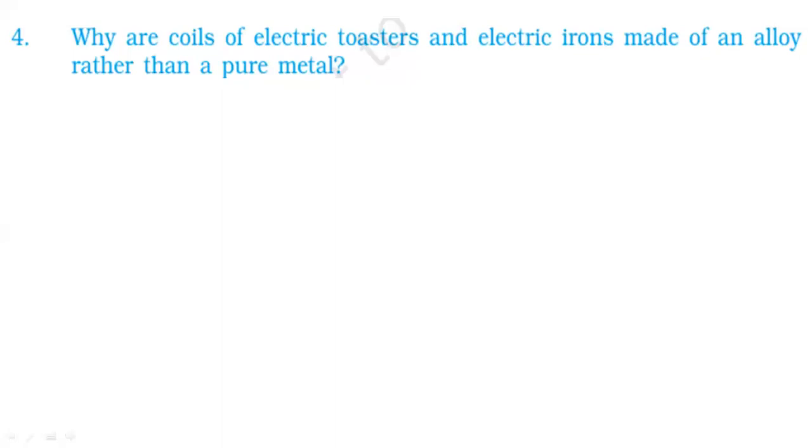And what about other students? Only two students were able to give the correct answer. Madhav, what you have given, its resistivity is high. Correct. Okay, fine. So why are the coils made up of alloys? First reason is very simple, because of high resistivity, and second is they do not get oxidized, that is, burn at higher temperature. So they do not oxidize easily.